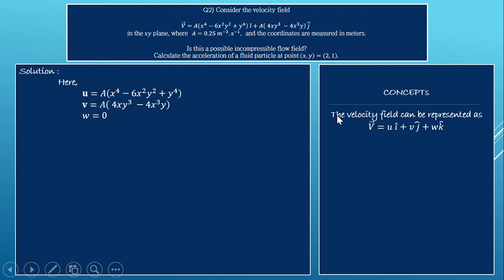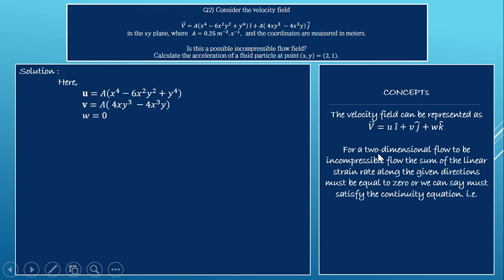Concepts. The velocity field can be represented as v vector is equal to u times i cap plus v times j cap plus w times k cap. For a two-dimensional flow to be incompressible flow, the sum of the linear strain rates along the given directions must be equal to 0, or we can say it must satisfy the continuity equation, that is del u upon del x plus del v upon del y is equal to 0. This is basically the differential form of the continuity equation.